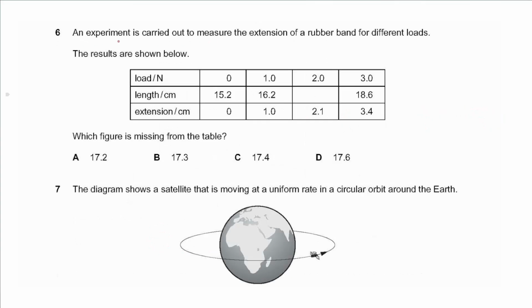Question 6 says an experiment is carried out to measure the extension of a rubber band for different loads. The results are shown below. So we have at load 0, the original length is 15.2, and we have a missing length, and the extension is 2.1. Which figure is missing from the table? That would be the total length after extending 2.1 from the original value 15.2. So we just add 15.2 original length plus extension to get the new length. That would be 17.3 centimeters, so we choose B.